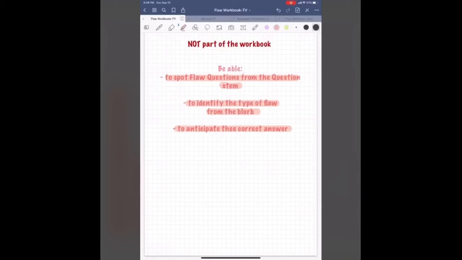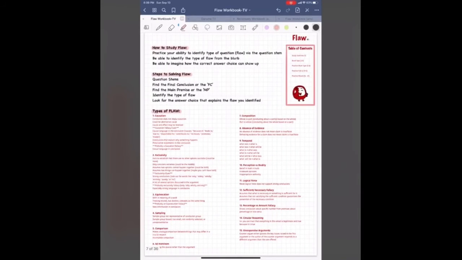So let's look at the real next page. We have the how to study flaw section. Then we have the steps to solving flaw. And the 15 types of flaw questions listed out with a brief description of what they are.